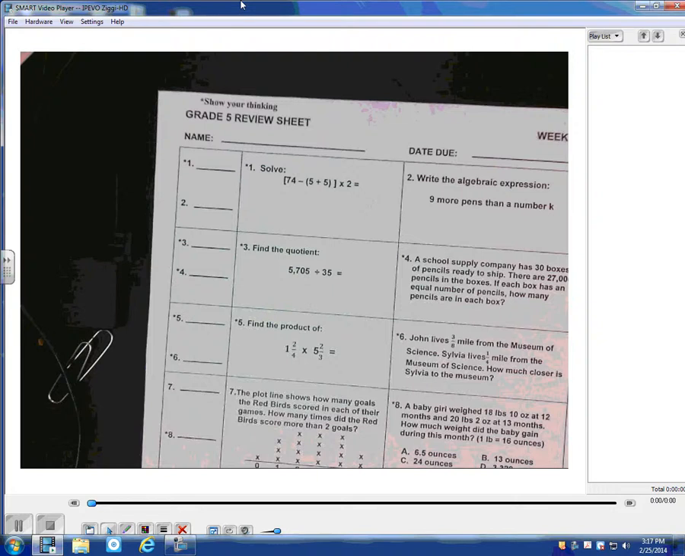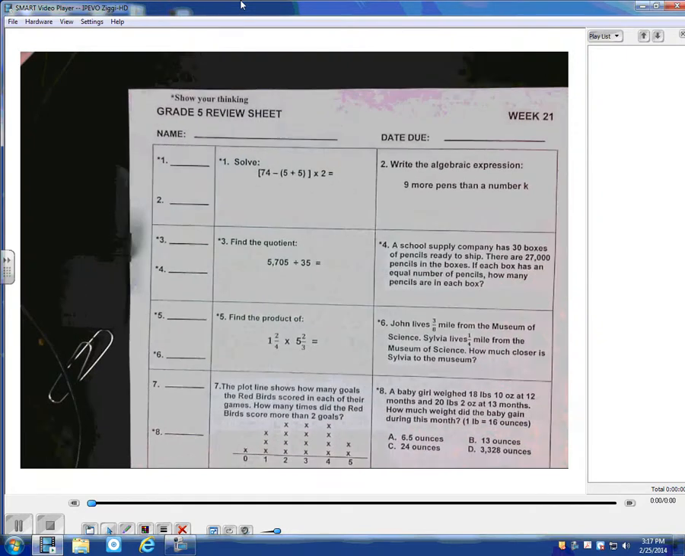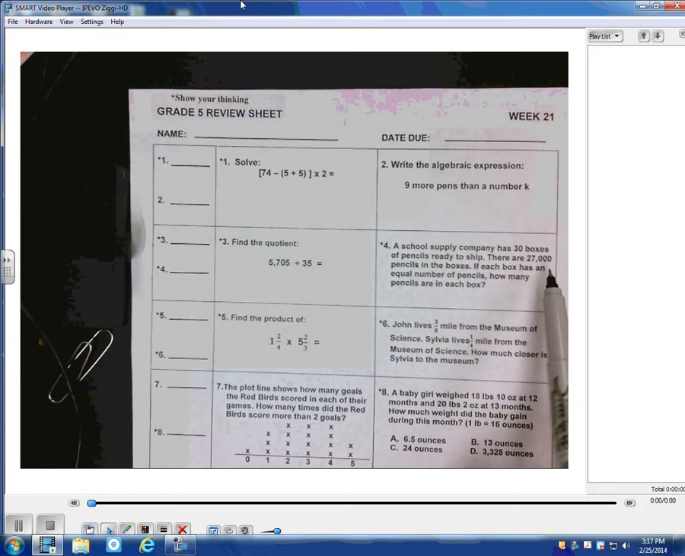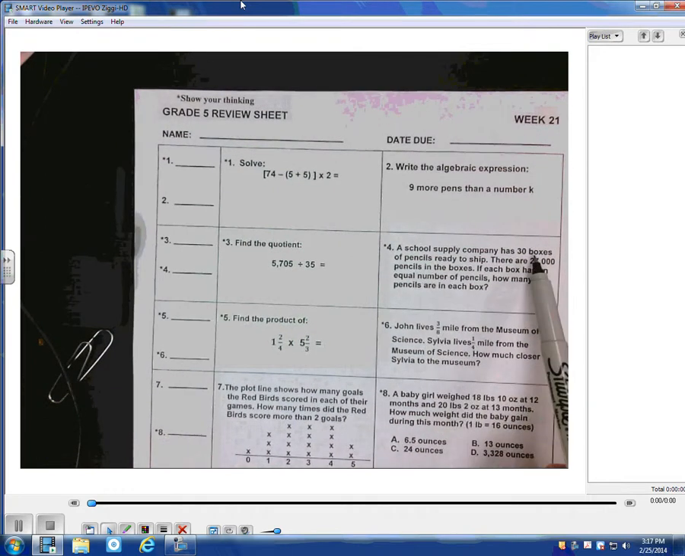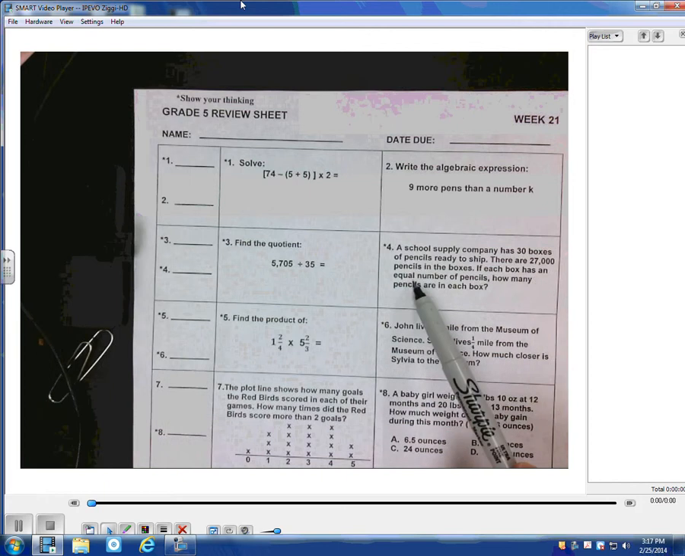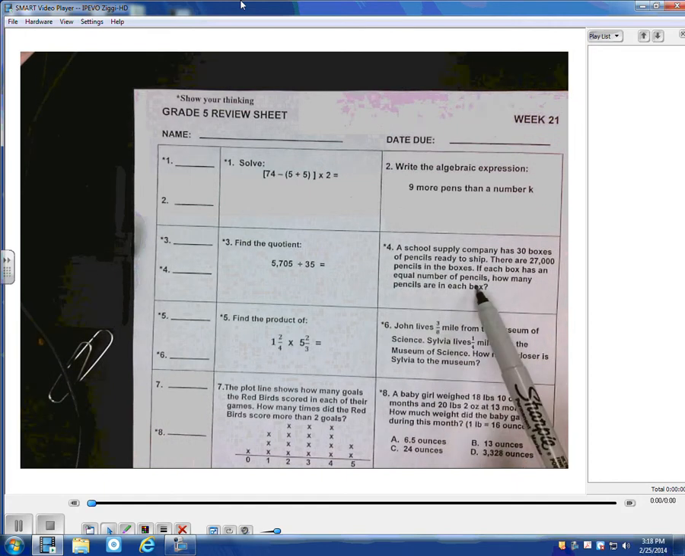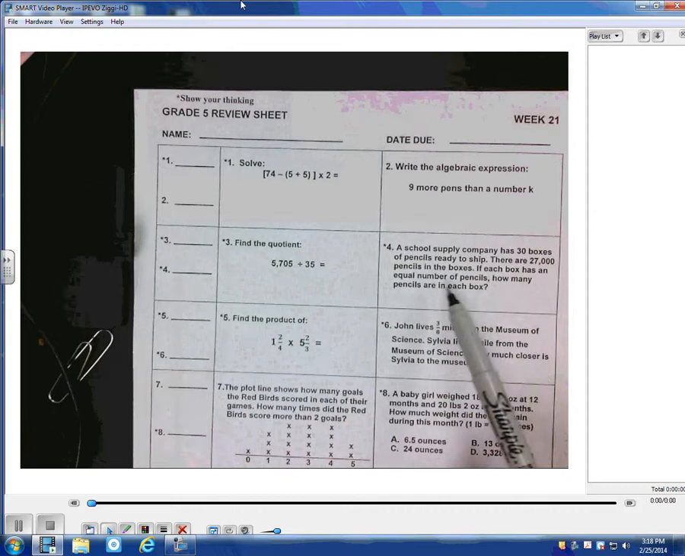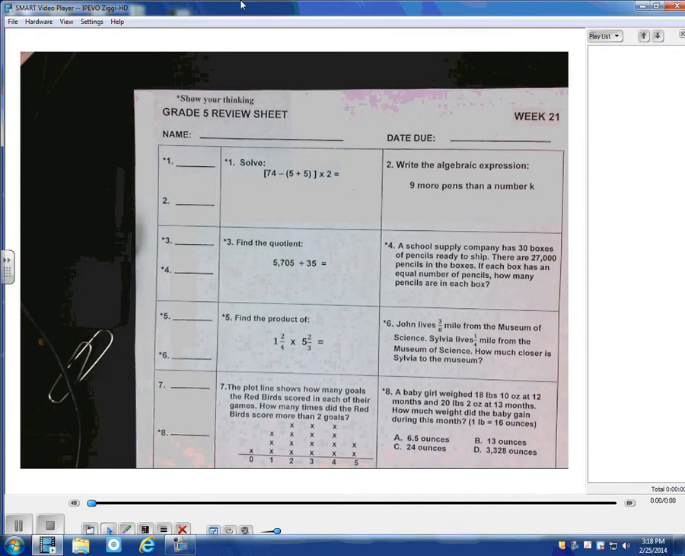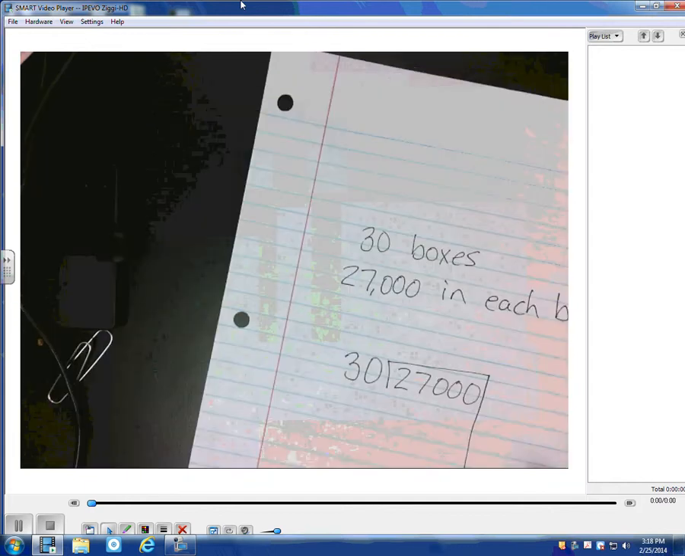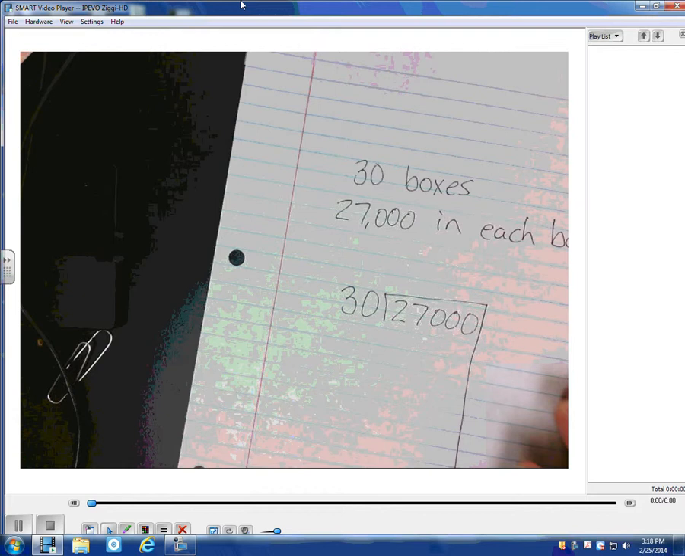Number 4. It says a school supply company has 30 boxes of pencils ready to ship. There are 27,000 pencils in the boxes. If each box has an equal number of pencils, how many pencils are in the box? So a couple key words here. There are 27,000 pencils in the boxes, and there are 30 boxes. They want to know how many equal number of pencils would there be in each box. So what I'm going to do here, I'm going to be dividing, but I'm going to show us a shortcut so we don't have to do the partial quotient like we just did.